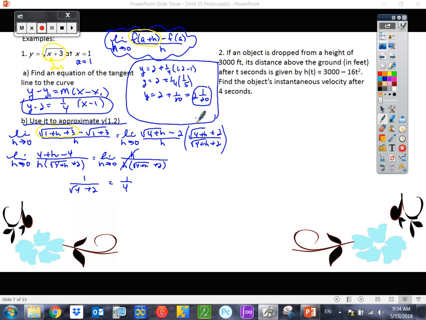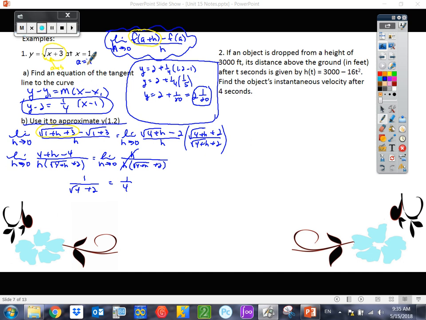Because 1.2 is fairly close to 1, right, on the tangent line. That's pretty close. It's not like the one I showed you with the parabola where it was really far away. That should be pretty close, as close to the point of tangency. All right, questions on that first one?